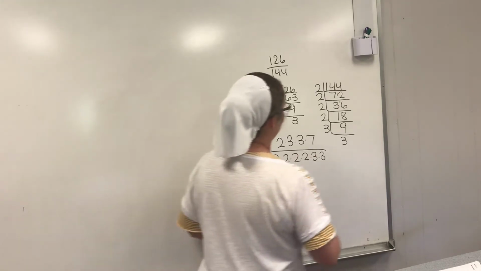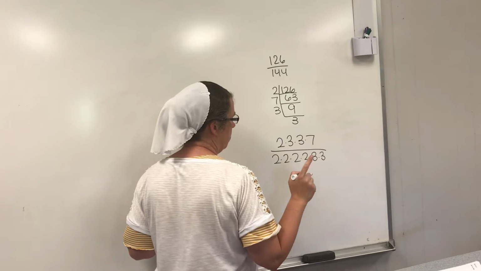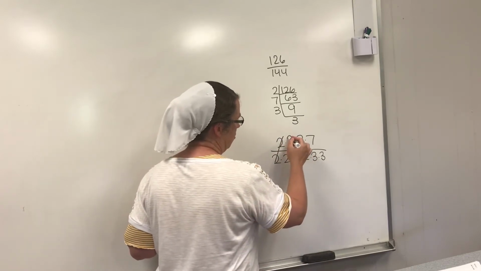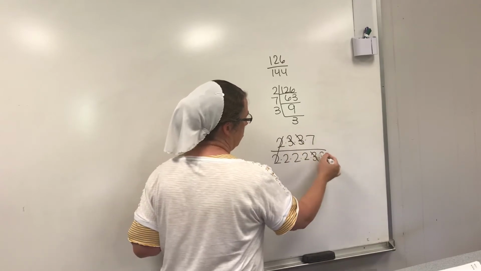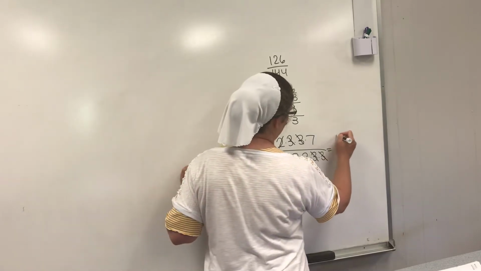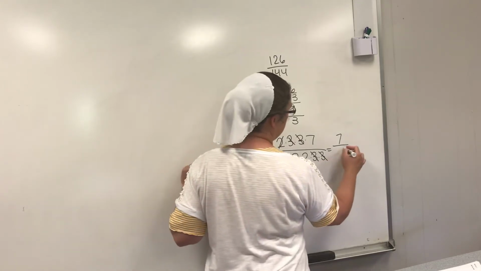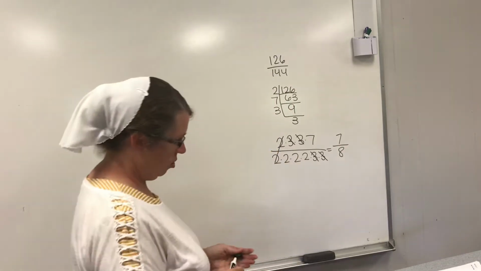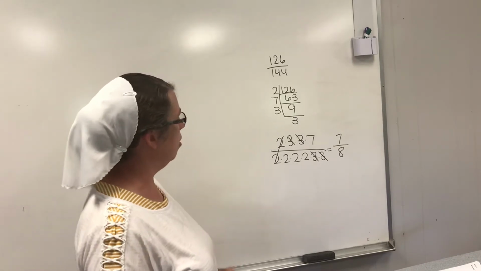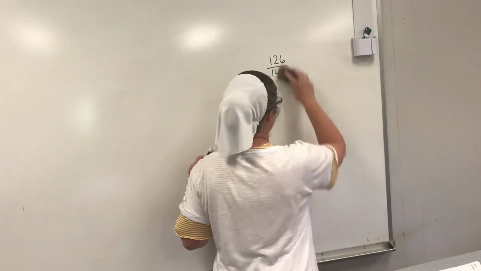All right, so now let's look how we can reduce this. Let's cross out any number that is alike. We have a 2, we have a 3, and another 3. All right, what do we have left over? We have a 7 on the top. 2 times 2 is 4, times 2 is 8. So there you go, you have reduced 126 over 144, and it is 7/8. So you can reduce it by doing prime numbers.